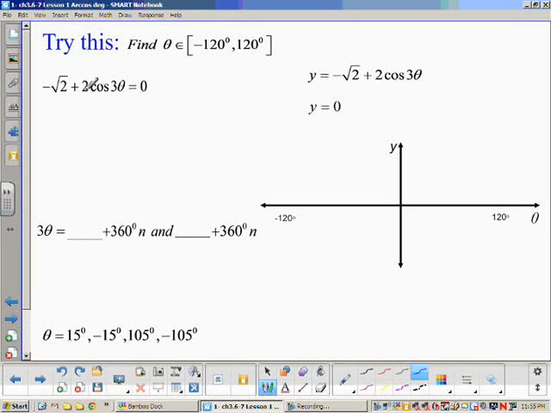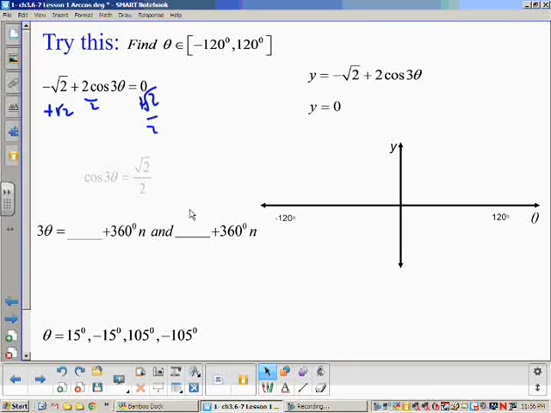Okay, if we look at this problem, we need theta. We've got quite a few things happening. We have to add square root of 2 on both sides, and we have to divide by 2 on both sides. When we get done doing that, we get that the cosine of 3 theta equals square root of 2 over 2. Now we think, where is cosine equal to square root of 2 over 2? If you know your unit circle, it's going to be at 45 and at 315, where cosine is positive.